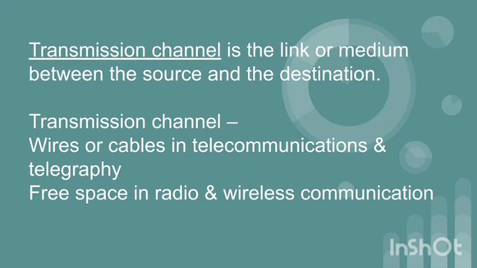Transmission channel is the link or medium between the source and the destination, that is receiver. This channel may be a pair of wires, a coaxial cable, a radio wave, or laser beam. In telecommunication or telegraphy, wires or cables are the transmission channels, while in radio communication or wireless communication, free space is the transmission channel.